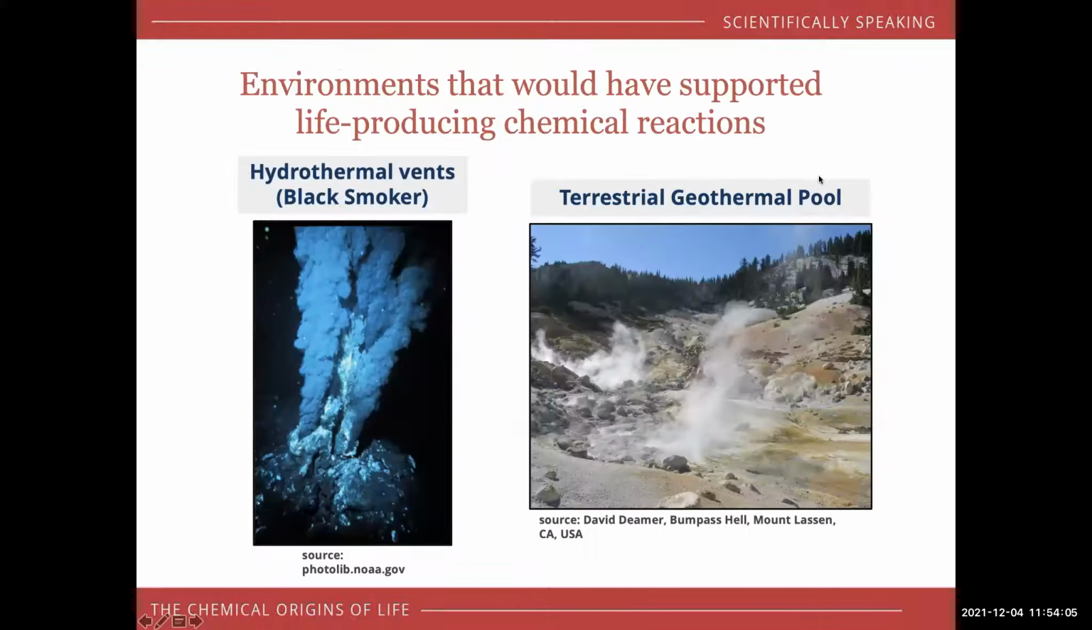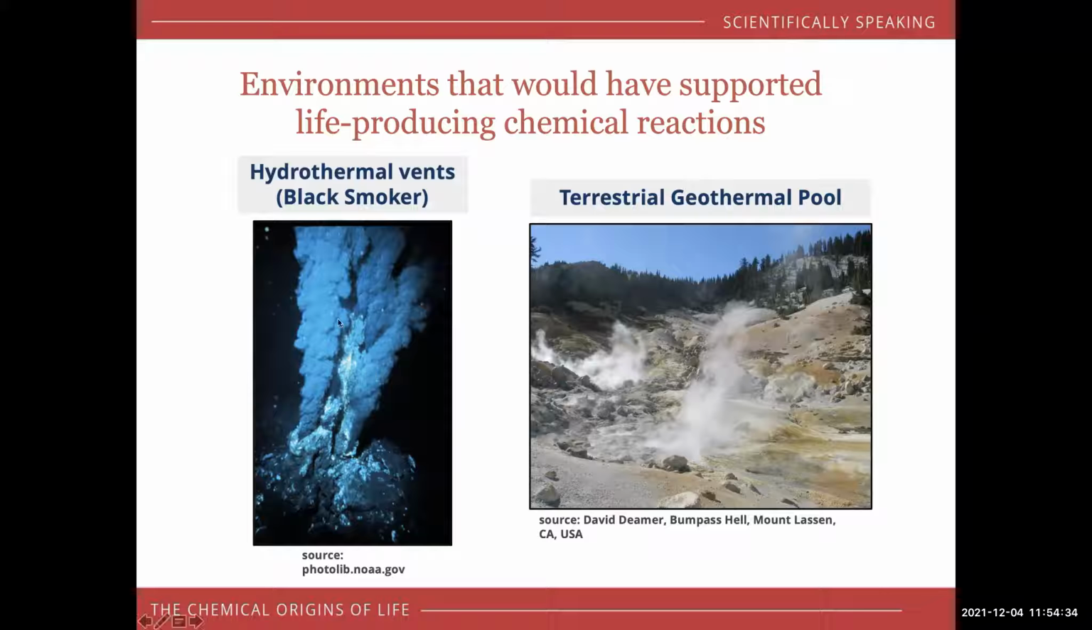Sorry about that. So what are the environments that are thought to have allowed for this transition from chemistry to biology? Depending on whom you talk to in the field, there are two favorite hypotheses, right? One of the hypotheses says that these reactions were facilitated in volcanic activity-driven spaces on the ocean floor.